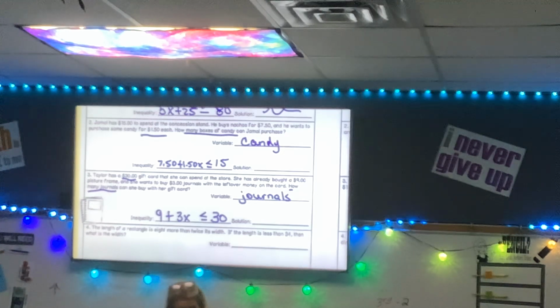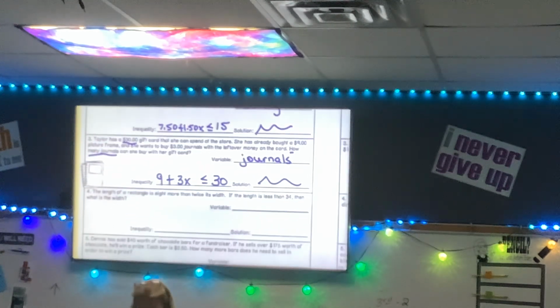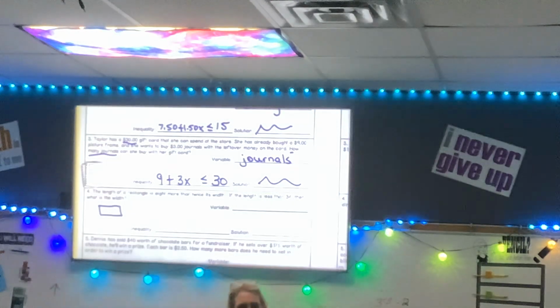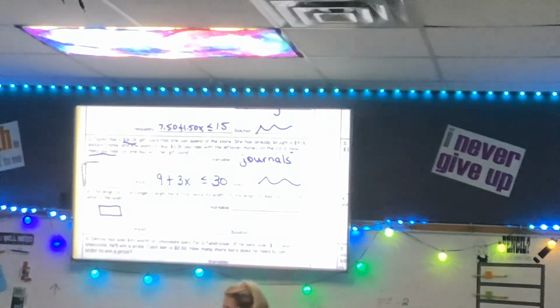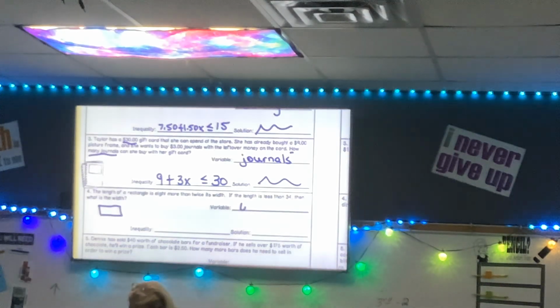Okay, so the next one's a little different. Oh, we don't have to find the solution. The length of a rectangle, let's draw a rectangle, is 8 more than twice its width. What do we not know anything about? The width. I don't know what the width is.